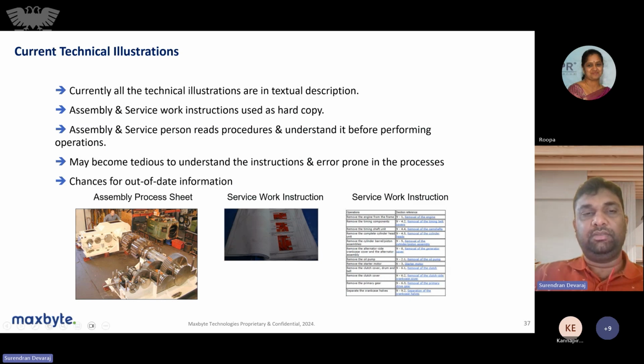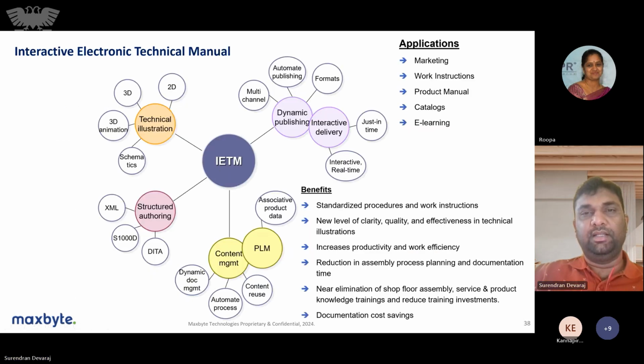So as I said, how can this assembly process sheet be converted into a service work instruction, and how can these service work instructions be converted into a completely digital version of the product, so that people are able to visualize the product and also carry out their operations in a much more effective way? So these are some of the tools or technologies that come under this one.